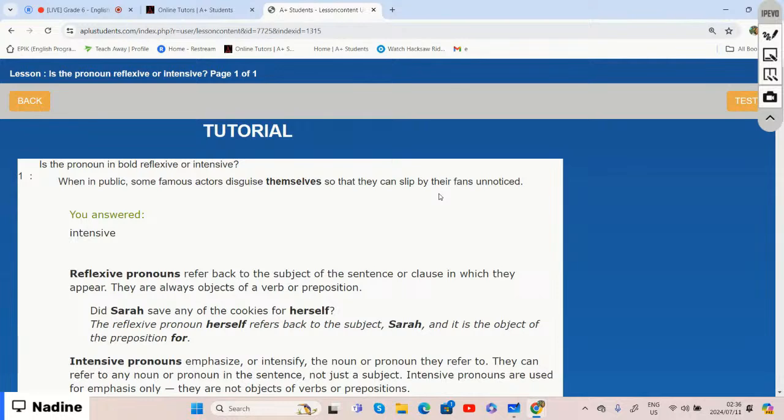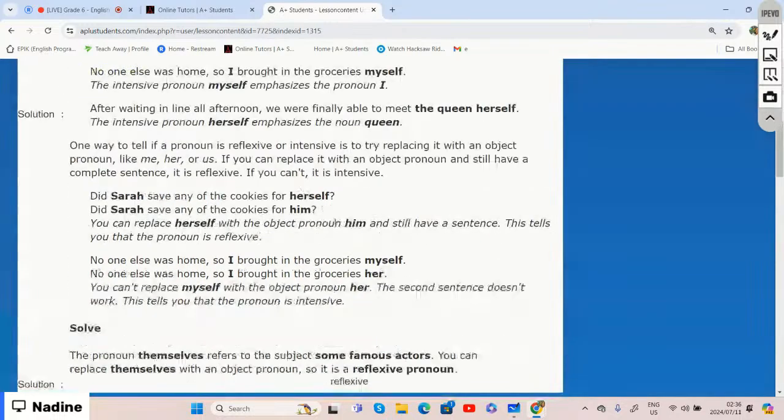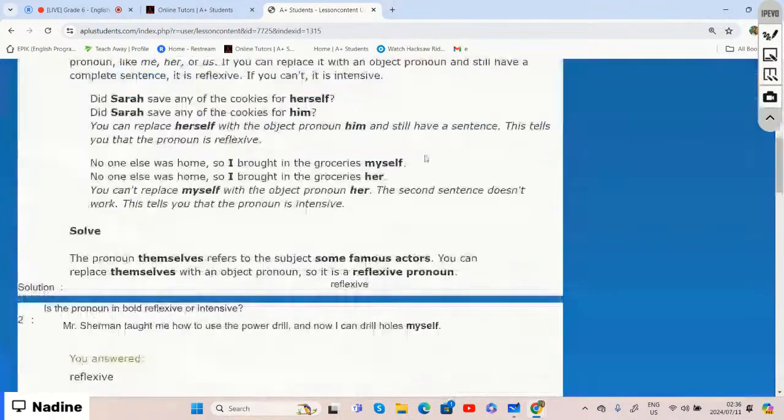All right. So we say themselves. If you look at the word themselves, it means that themselves is a reflexive pronoun, because remember, themselves refers back to the subject, which is the famous actors.